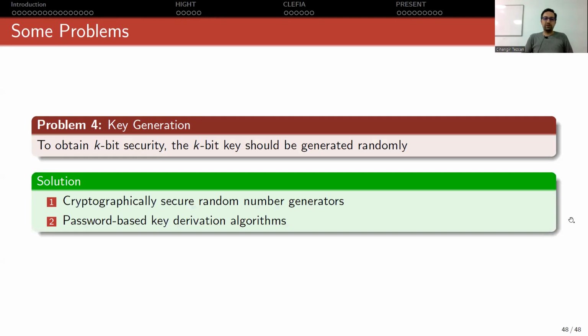Of course, there are some solutions. If you have cryptographically secure random number generators, then it is nice. But of course, you have to check statistically if they're really secure. Or you can use password-based key derivation algorithms. In that scenario, you choose a strong password and you perform hash operations thousands of times on this input to provide a random-looking output and use it as a secret key. Okay.